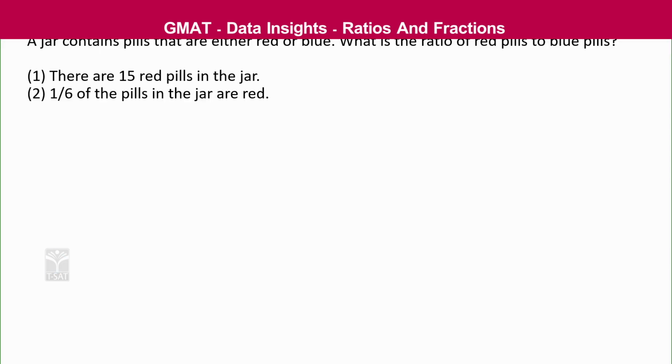A jar contains pills that are either red or blue. What is the ratio of red pills to blue pills? Statement 1 says there are 15 red pills in the jar, and the second statement says that 1/6 of the pills in the jar are red. Okay, it either has a red pill or a blue pill. What is the ratio of the number of red pills to the number of blue pills?